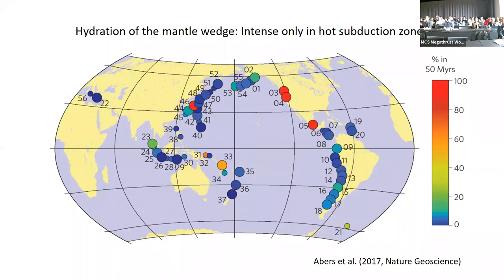And this is the global compilation, and also based on some calculation. When you see red, that means the mantle wedge is fully hydrated, high degree. When you see blue, it's pretty dry. And there are three places that are red. These are our typical end-member warm slab subduction zones: Nankai, Cascadia, and Mexico. So we'll come back to these three places.